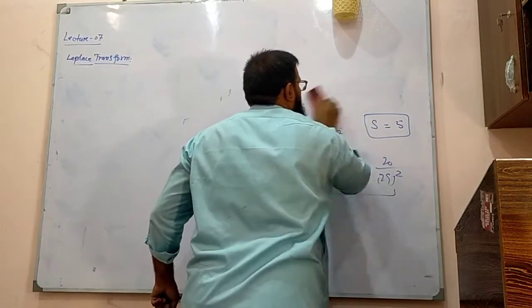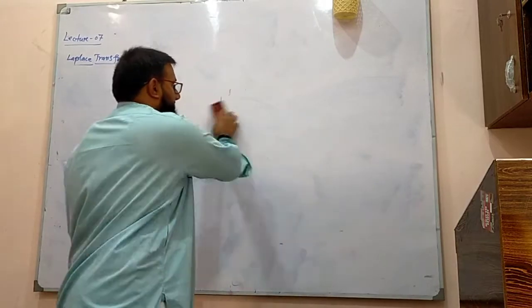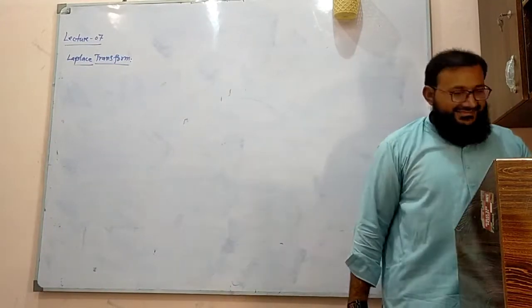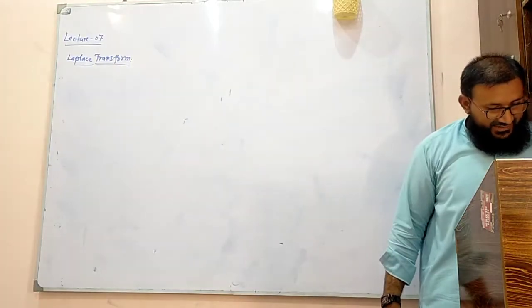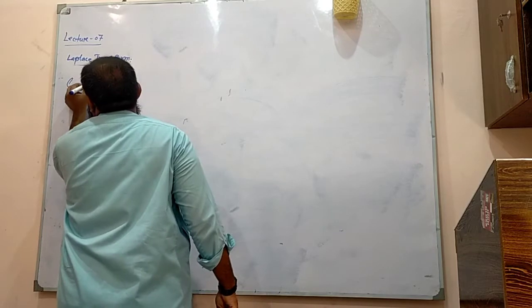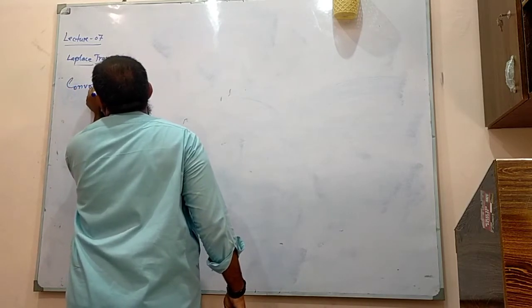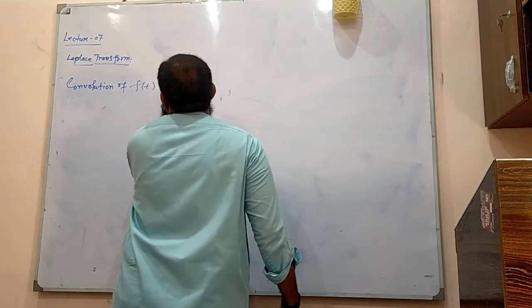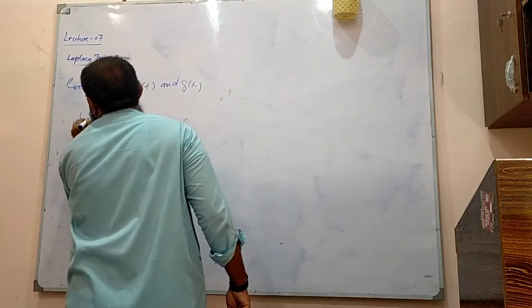Okay, so the next idea is... it is available. So let us define the convolution of two functions. Convolution of f of t and, let's say, g of t. It is written in this way.